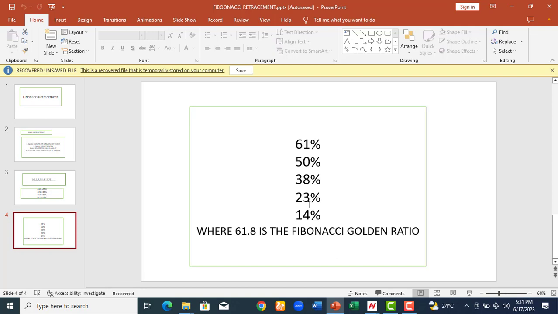Remember, Fibonacci retracement levels are used in a trending market, not in a ranging market, not even a choppy market. Only in a trending market for the retracement. You can use it for your stop loss and your take profit. You can use it for so many things. Now let's move to the chart.